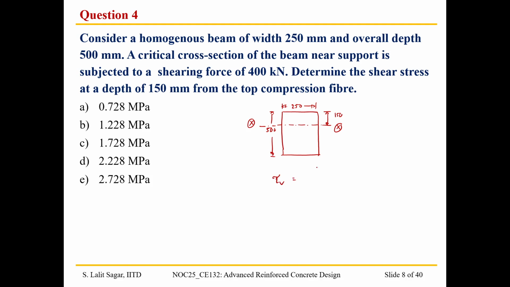Tau V is equal to V into Q divided by I B. So here what does each term represent? V is the shearing force, and Q is the moment of the area about the axis considered. I is the moment of inertia of the cross section with respect to the neutral axis, and B is the width of the beam. So we'll start solving for each of these terms separately now.